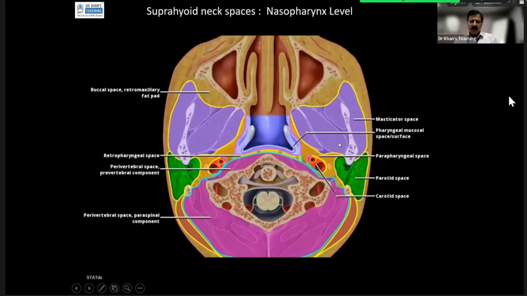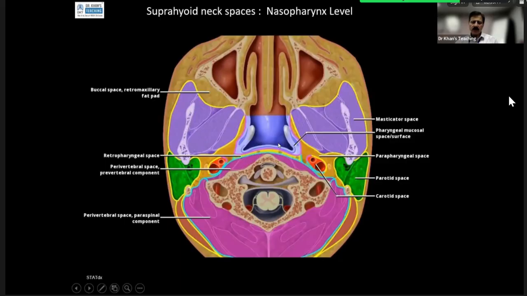So this is the level at the nasopharynx. So first of all, you have to orient yourself. This is the nasopharynx. Nasopharynx is also what we call the pharyngeal mucosal space. So there is an overlap of terminology.